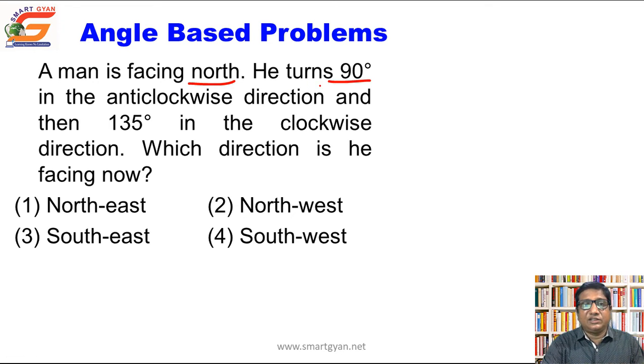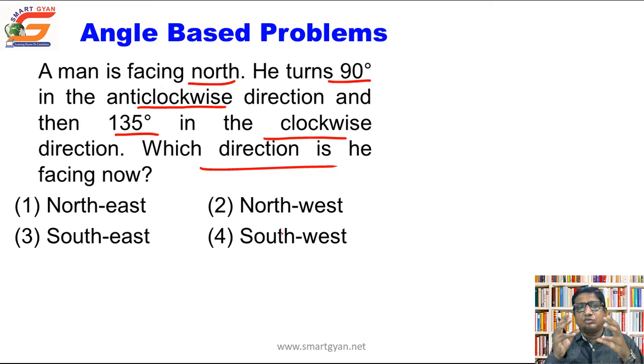He turns 90 degree in the anticlockwise direction and then 135 degree in the clockwise direction. Which direction is he facing now? Here for this type of questions, we don't need to draw the whole diagram. Once you have to understand and feed into your brain the direction clock. Always top is north, bottom is south, and right side east, left side of yours is west. So, then other things only you can calculate mathematically, and whenever required take the help of direction clock.